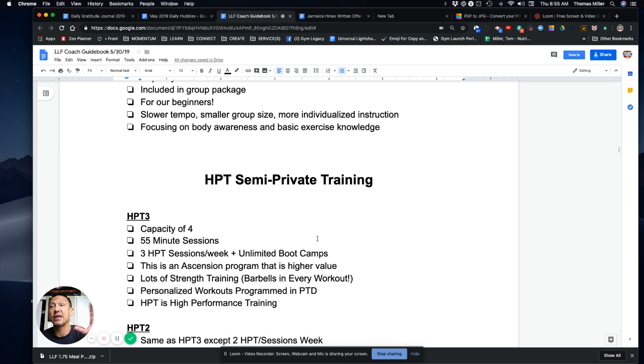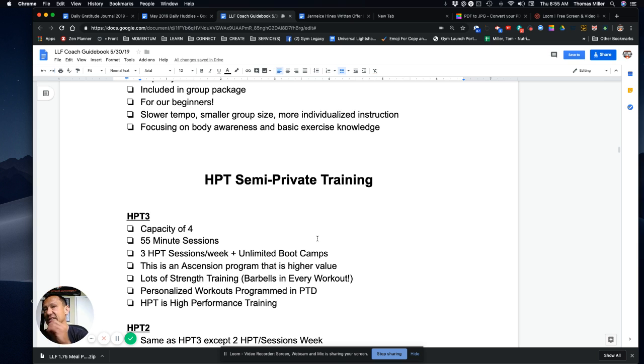Now, here is HPT, high performance training. This is our highest value programming. Basically, HPT members lift heavy weights and focus on strength. And there's only 4 people per session. The sessions are 55 minutes instead of 45. And for HPT 3, they'll get 3 of these semi-private sessions per week and unlimited access to boot camps.